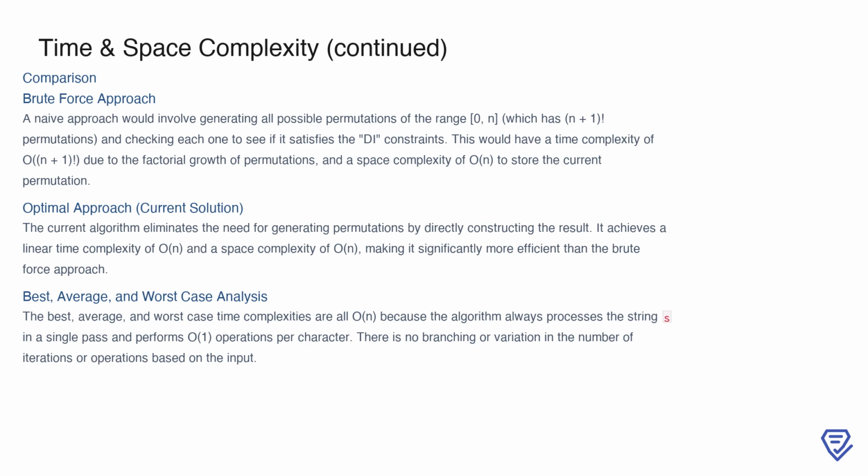In contrast, the optimal solution avoids generating permutations entirely and directly constructs the result in linear time. This reduces the time complexity to O(n) and the space complexity to O(n), making the current approach far more efficient. Moreover, the best, average, and worst-case time complexities of the optimal solution all remain O(n), as the algorithm always processes the string s in a single pass, performing a fixed number of operations per character.